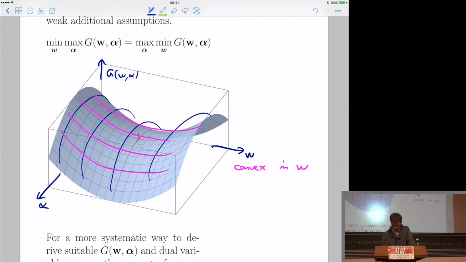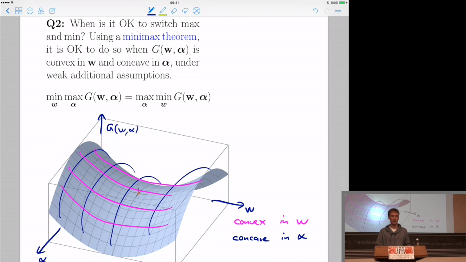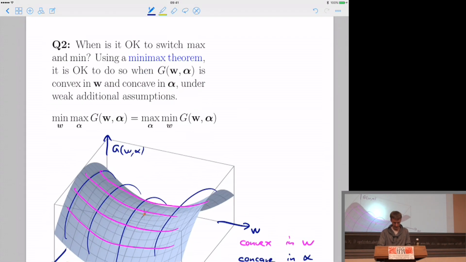So that's roughly how this thing will look. Okay. Now, we finished the first part, so how can we derive such functions?